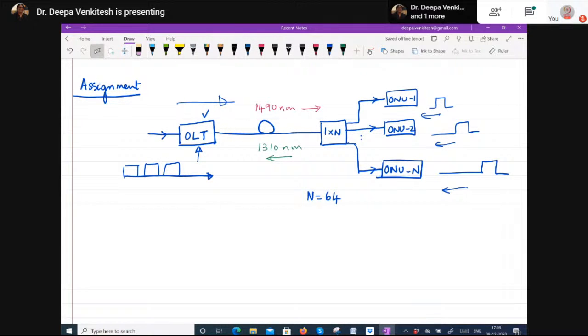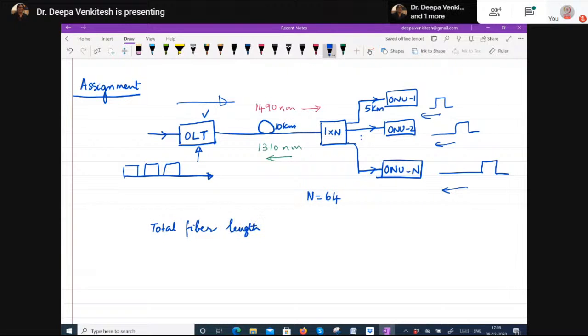We also know that the fiber length between OLT and the star coupler is 10 kilometers. So this is 10 kilometers. And the maximum length from the star coupler to ONU is 5 kilometers. So let's work with the maximum length. So the total fiber length is given.